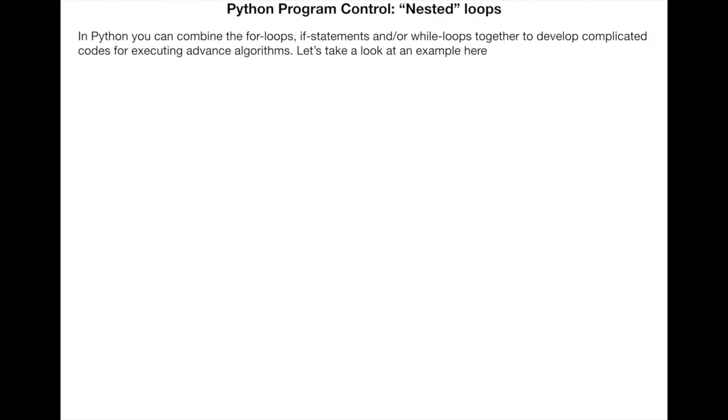So let's take a look at more complicated loops, and this will be slightly advanced loops called nested loops, and you will use this in future programming when you're trying to do more complicated things. So in Python, you can combine for loops, if statements, and while loops together to make very complicated code to do more capable data analysis.